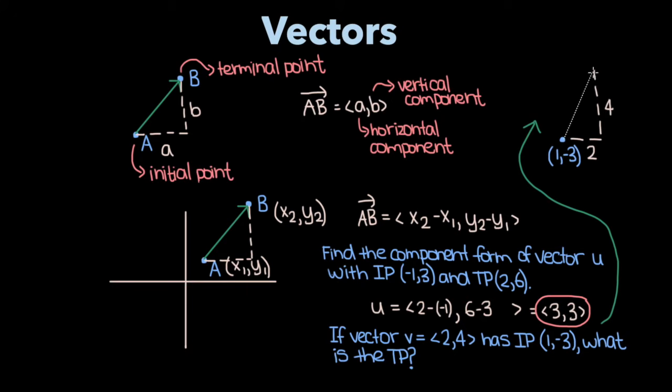And so if we draw this vector, it's going to look something like this, but then it becomes clear that the x-coordinate of the terminal point is 1 plus 2, which is 3, and that the y-coordinate of the terminal point is negative 3 plus 4, which is 1. And so 3 comma 1 is the coordinates of the terminal point.